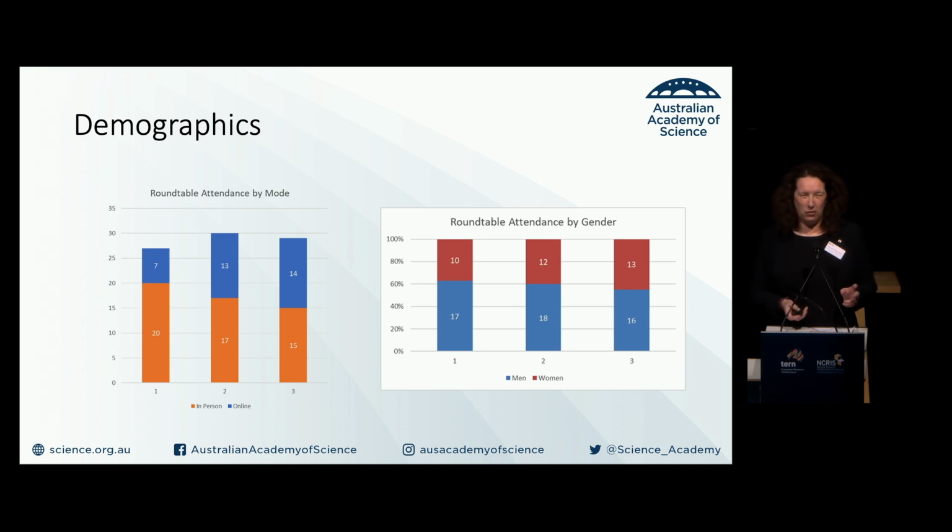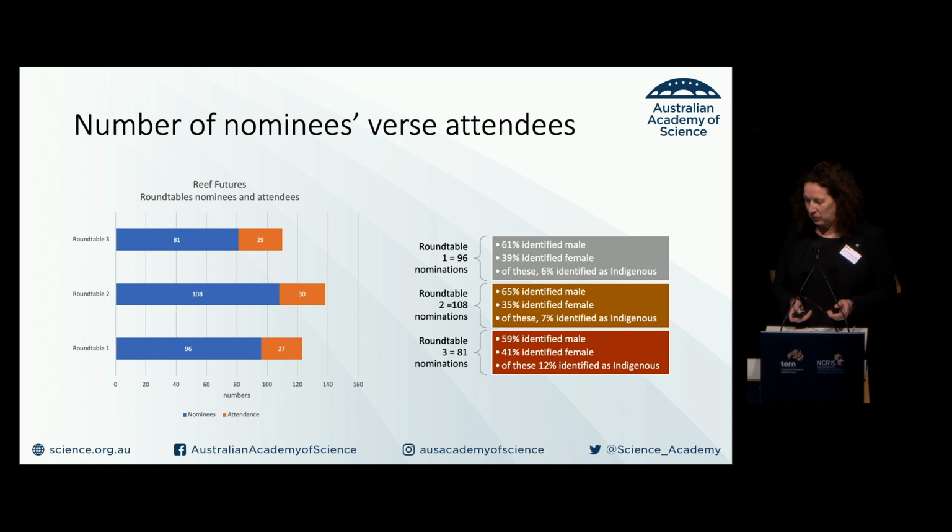We did so well on the first round table, it was hard to convince people to come to Canberra for 2 and 3, but they did, and you can see the gender balance there as well. As I said, there were a lot of nominees and we were selected. The chairs helped select the participants in order to make sure there was no bias, but also to make sure we had the right people in the room.